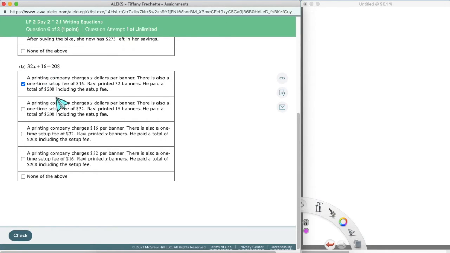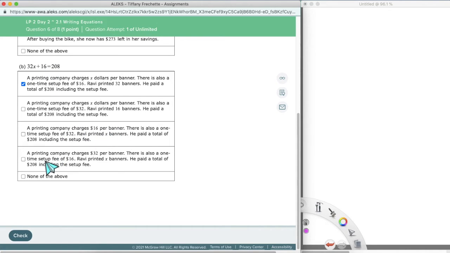A printing company charges $16 per banner. Okay, but this is per banner. That tells me multiplication, and that's not what this is saying. This is just adding 16 one time. So that one doesn't work either.